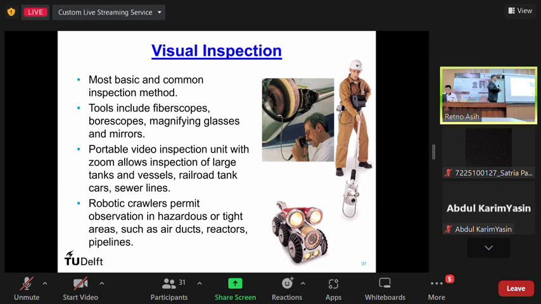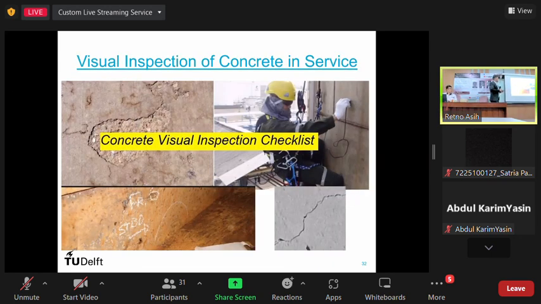Then there are portable inspection solutions, where they use robots and sweepers or UAVs and a few other methods as well, the crawlers and a few other things. There is a lot of research going on in this direction. And here are some examples.